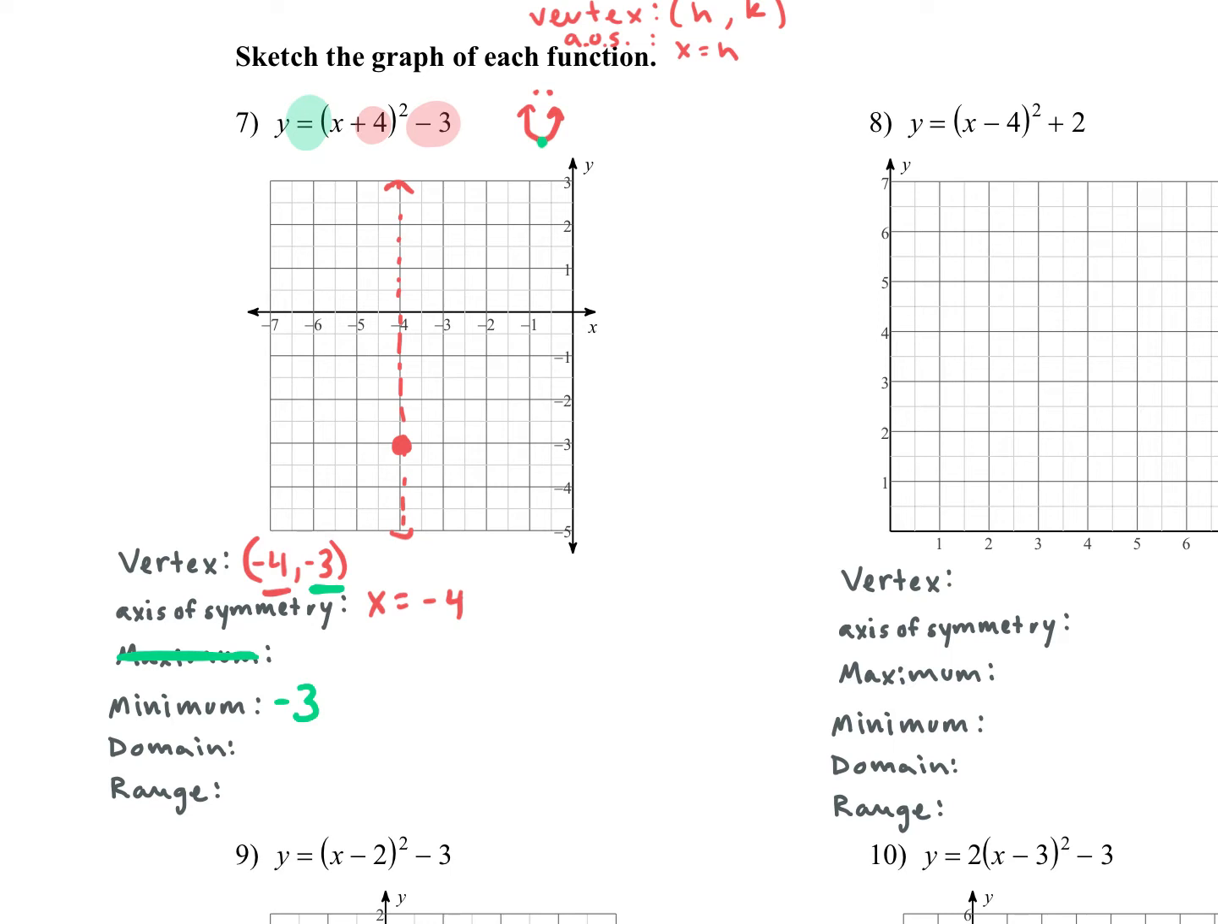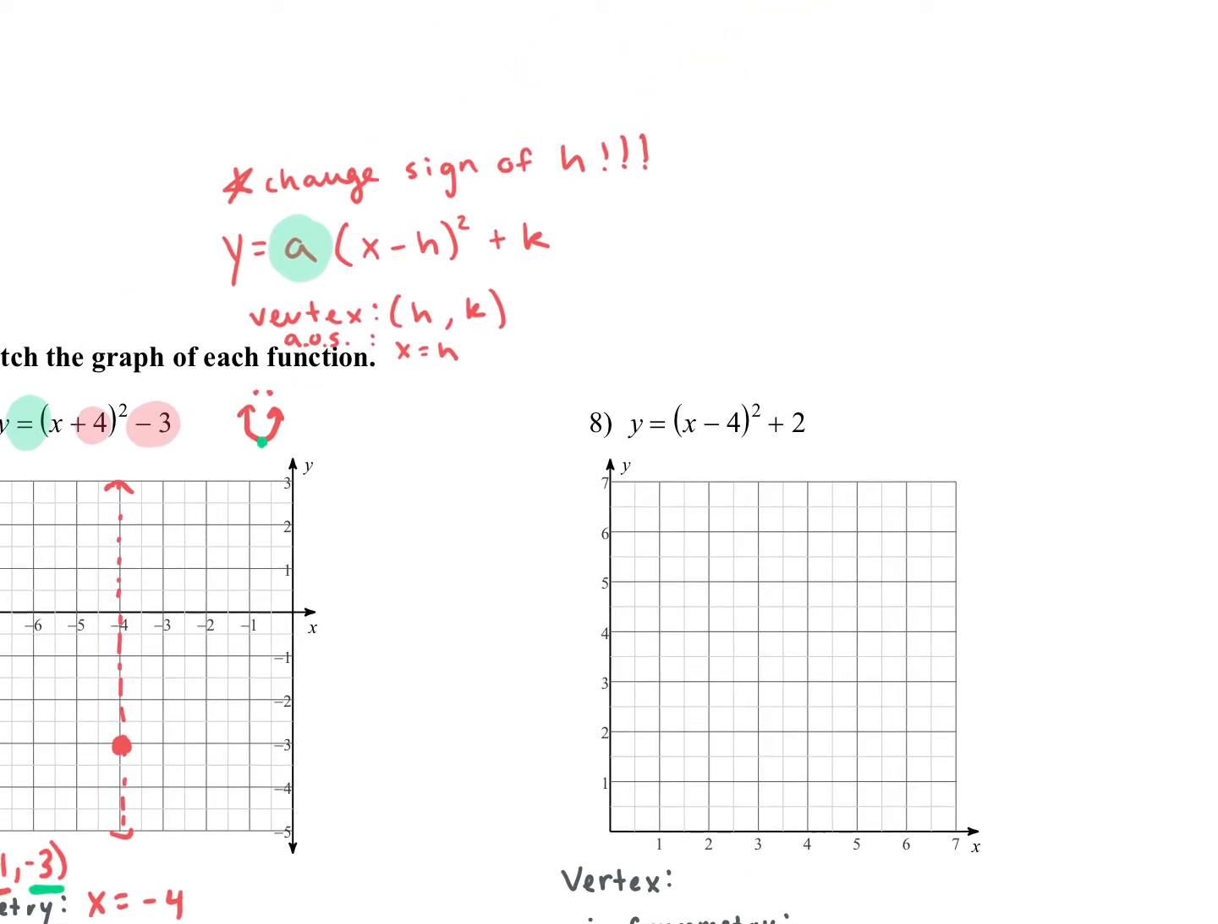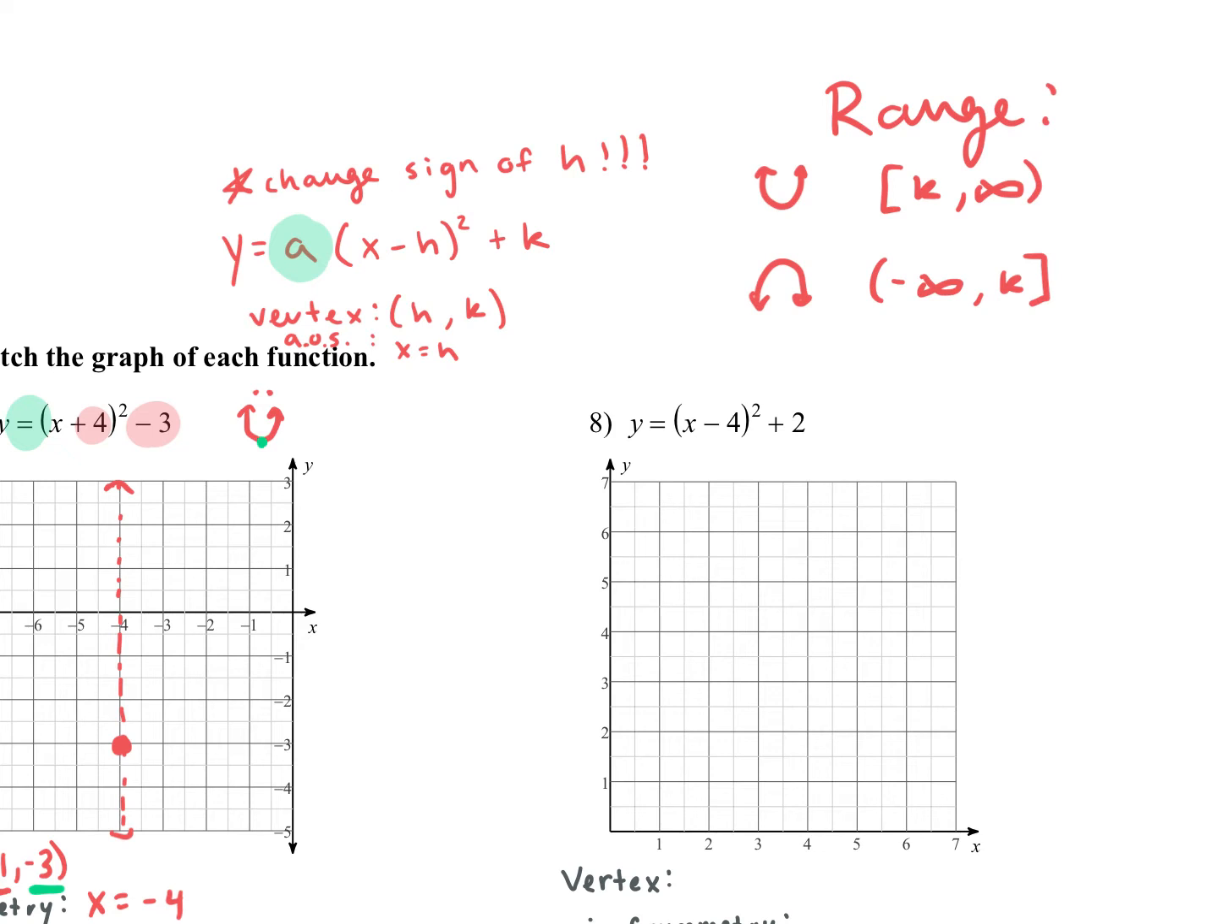What's my domain? All real numbers. Your domain is always all real numbers. And then what's my range? Awesome. -3 to infinity. So remember, if it opens up, so I'll make a little note up here for you guys. If it opens up, it's from whatever your K is to infinity. If it opens down, it points to -infinity and ends at whatever your K is. So these are the two different possibilities for your range. Any questions here?